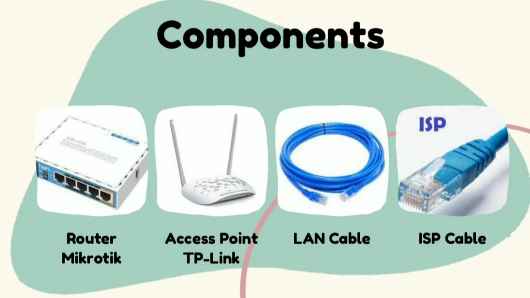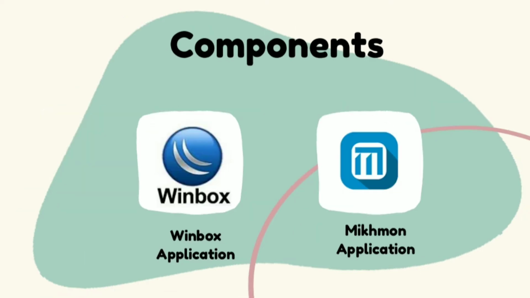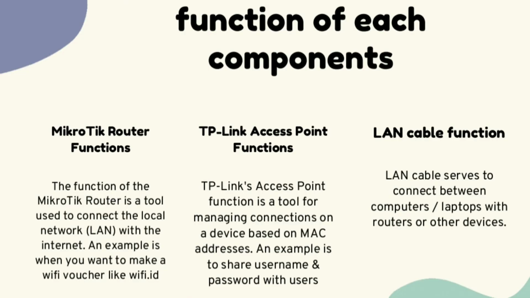The next step is a slide about components. The components are router Mikrotik, access point TP-Link, LAN cable, and ISP cable. The next slide is about components: the Winbox application and the Micmon application. The next step is a slide about the function of each component.